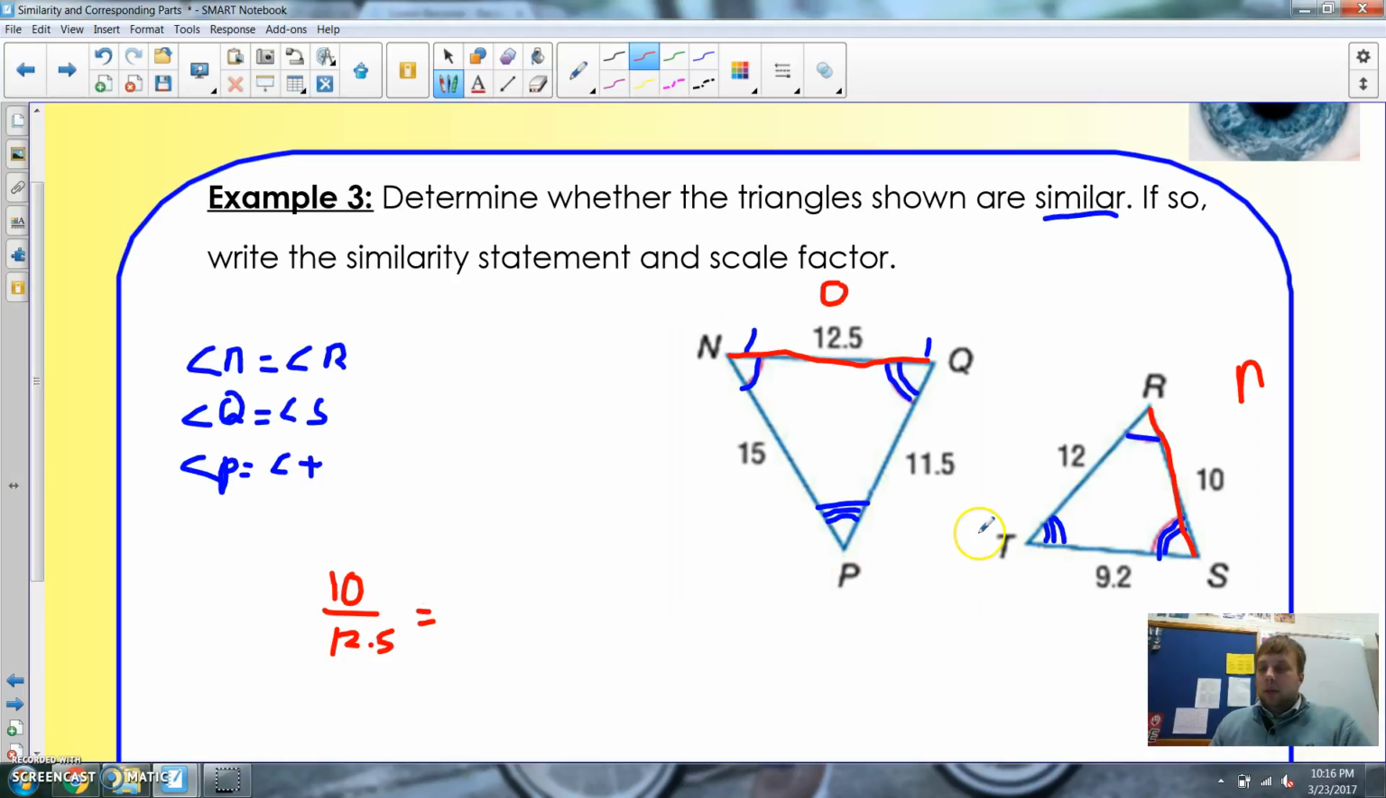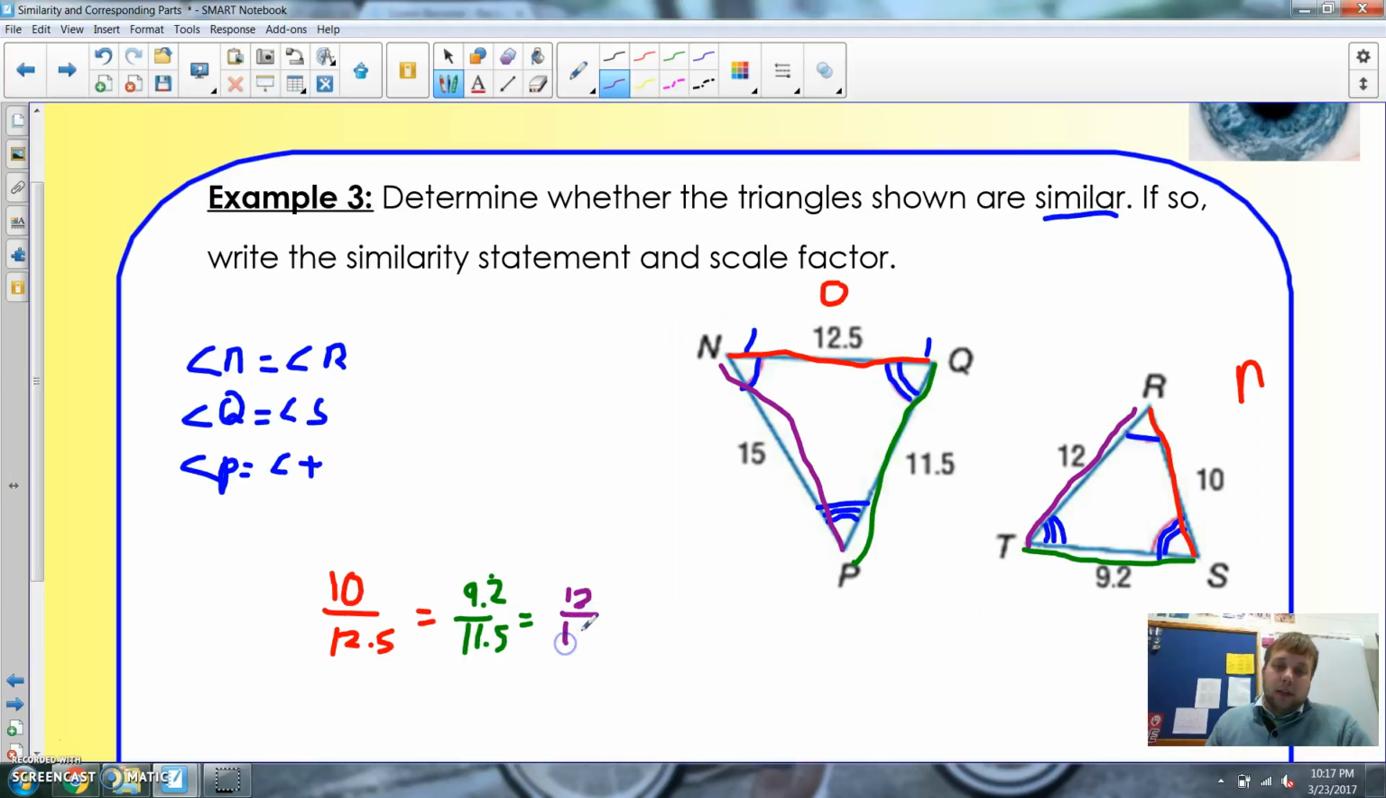That should be equal to, and let's take another side here. All right, ooh, let's go between the two hash mark and the three hash mark. So I need to find the side that matches up with the two hash mark to the three hash mark. So that should be equal to 9.2 over 11.5. All right. So that's that scale factor. And then finally, the last one, the one that goes from three hashes to one hash. So this one that goes from three hashes to one hash. So I'm going to go 12, my new, divided by my original, which is 15. All right, I want you to pause the video and figure out what those answers are. And by the way, that's a 12.